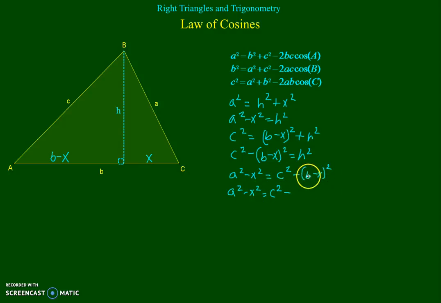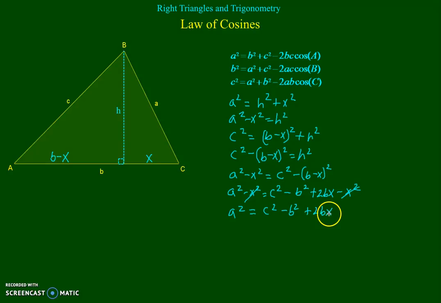So the expansion of this is this term squared, this times 2, so it's minus 2bx, and with this negative sign it's plus 2bx, and this squared, so it's minus x squared. The x squared terms cancel out. We have a squared equals c squared minus b squared plus 2bx.